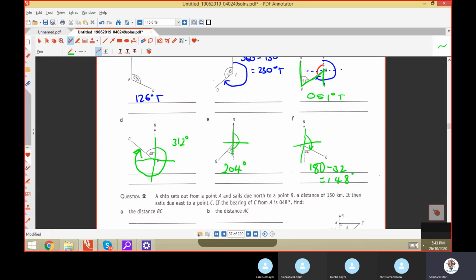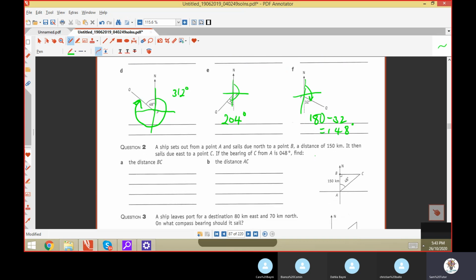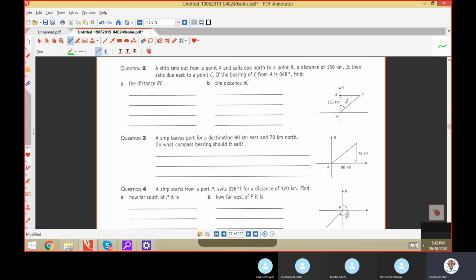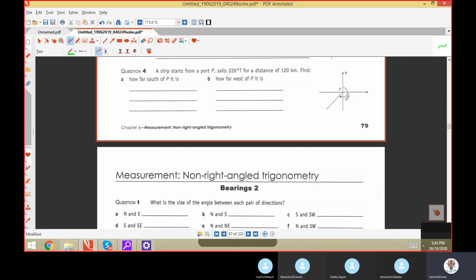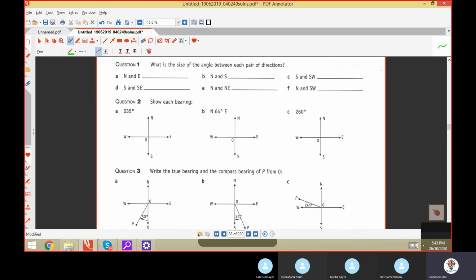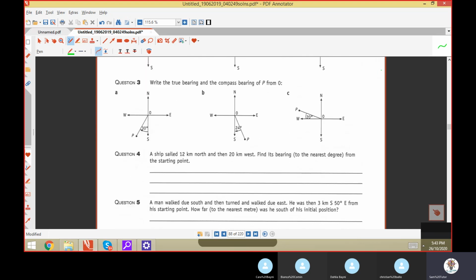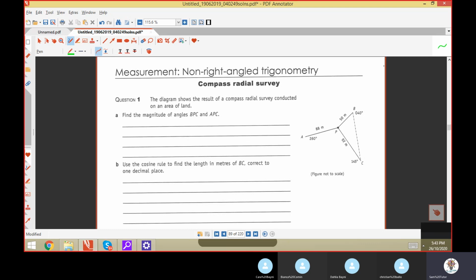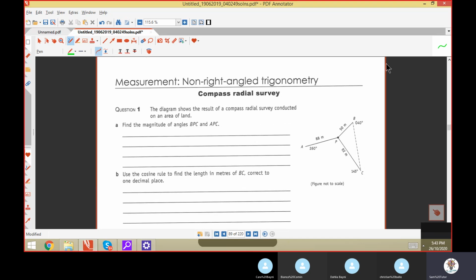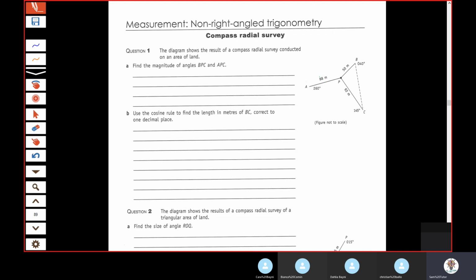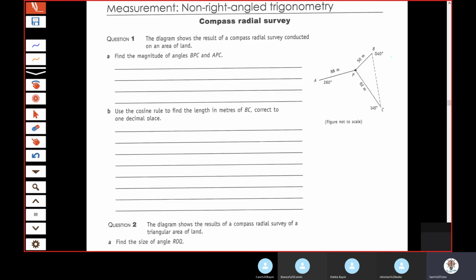degrees. Easy. Let's move to some harder ones. So bearings number 2. Let's move to these ones, these radial surveys. That sounds complicated. I know, but I'll make it easy, so pay attention because it will be in your HSC.